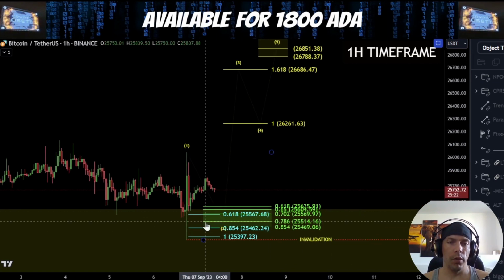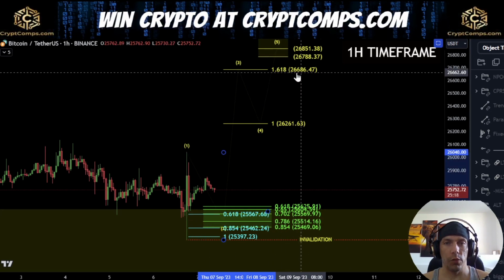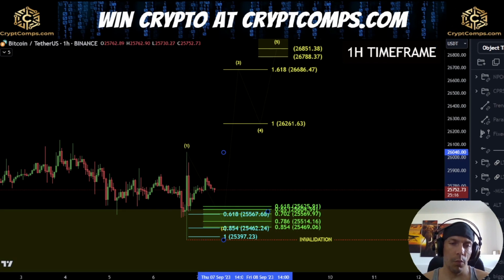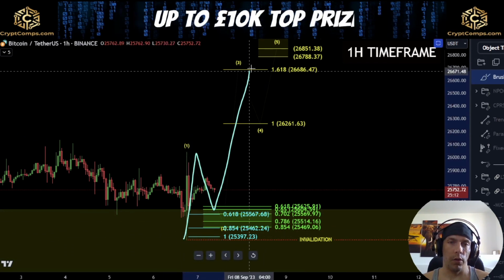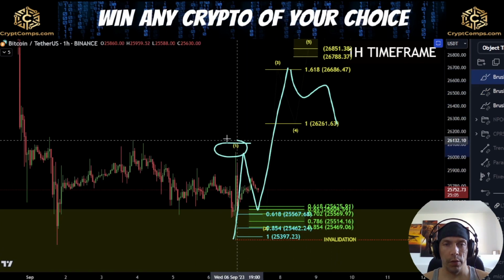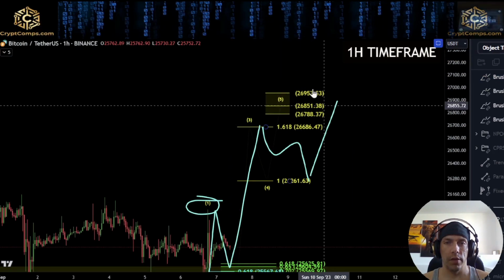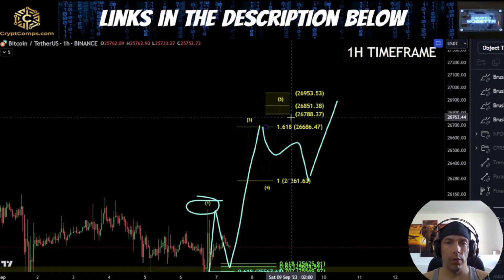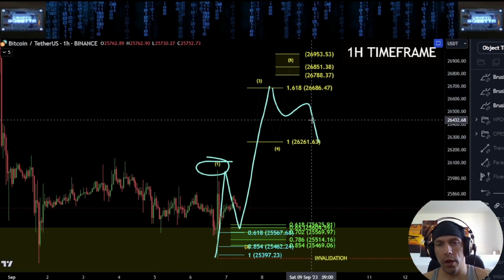If we do, what we want to be looking out for is the possibility of seeing a push up towards this 26,686. Moving up into this zone would then confirm the idea that this has become 1, 2, 3. And then we need to see evidence of this 4th wave staying above this wave 1 high, and then seeing this additional 5th wave to the upside, pushing us up into this 26,953 to this 26,788. So this would be our bullish case here.